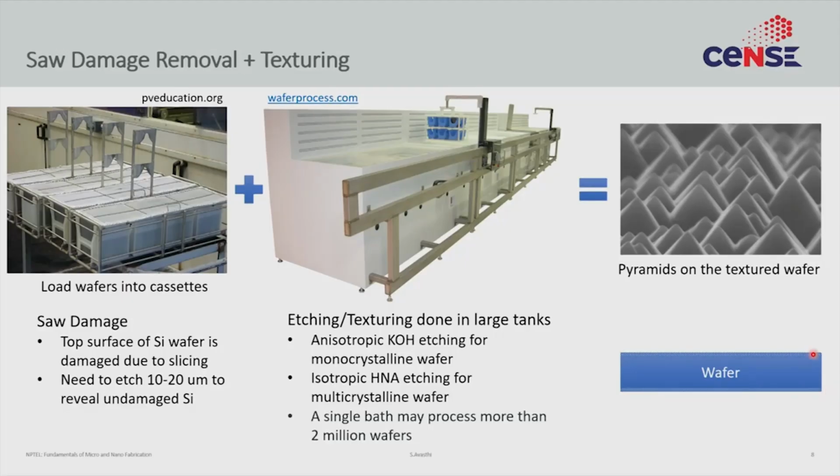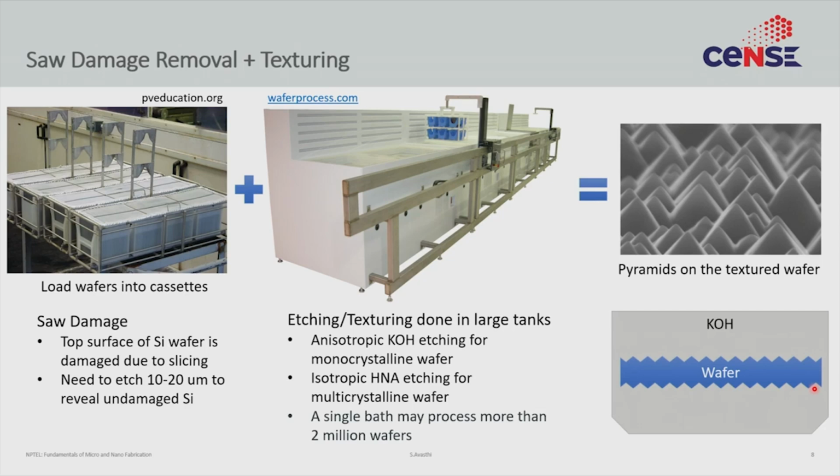Okay. So this is the animation. So you have your wafer, you have some damage on the top, damage on the bottom, represented by these dots, and you put them in a KOH bath, and that just anisotropically etches it, removes the saw damage, and gives you this pyramidal structure. All right, let's continue.